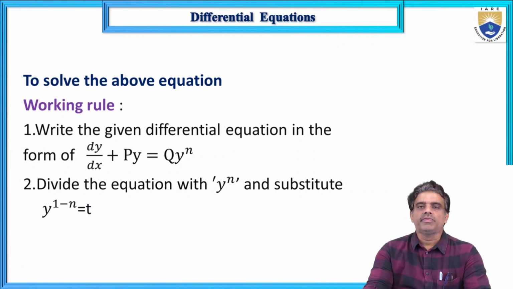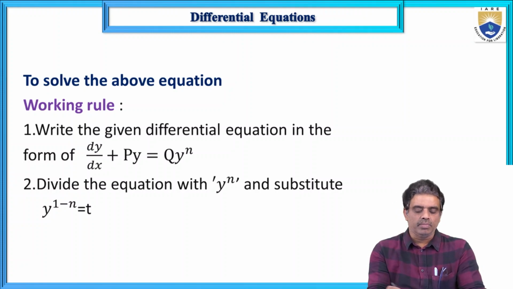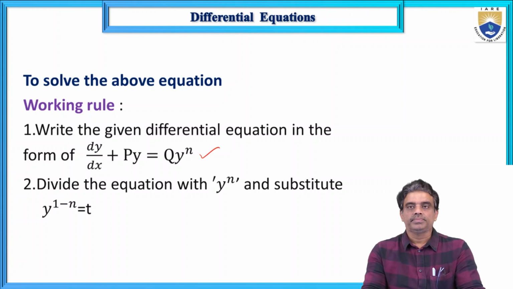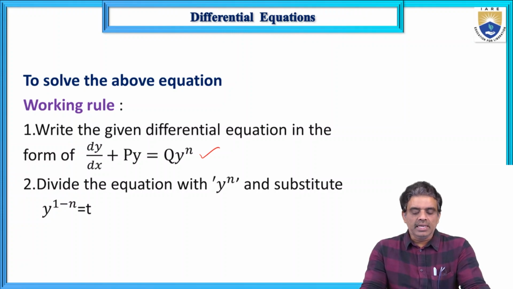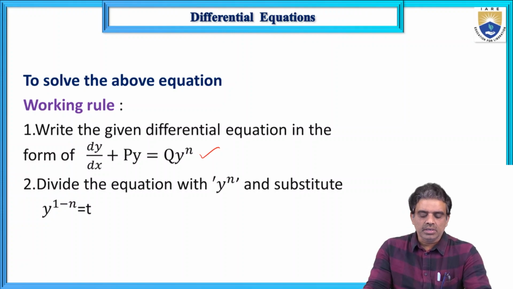First write the given equation in the standard form, that is dy by dx plus p into y is equal to q into y power n. Suppose it is not in standard form, first write it in standard form, that is in this notation. Now divide the equation by y power n and substitute y power 1 minus n is equal to t.